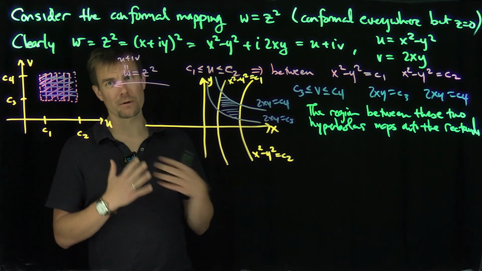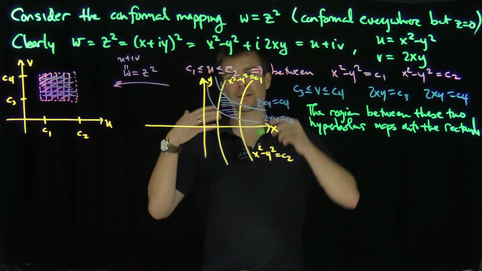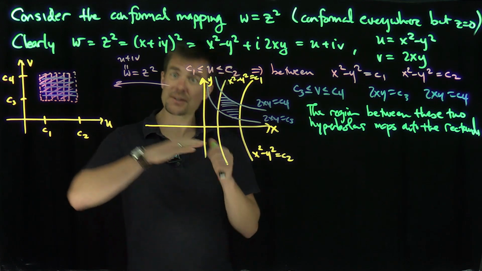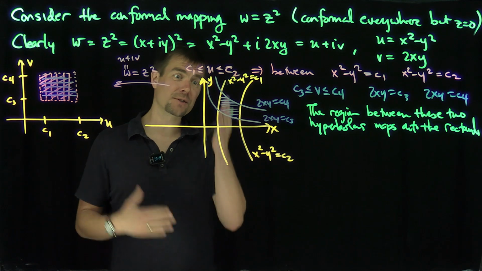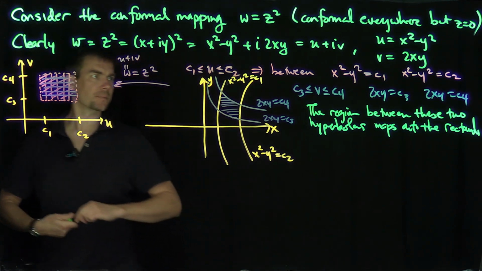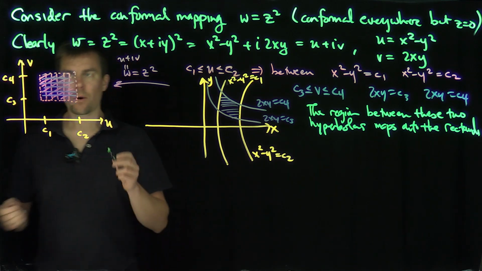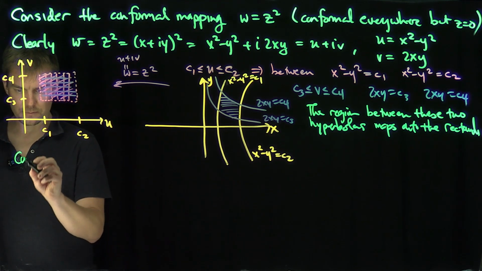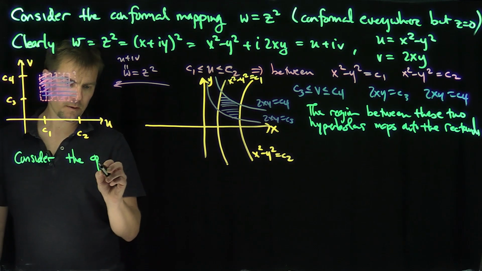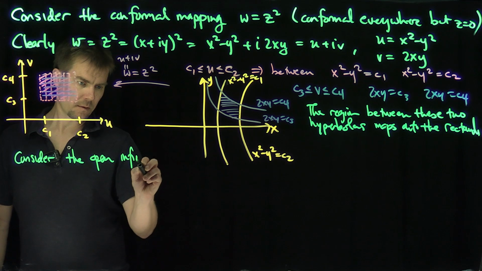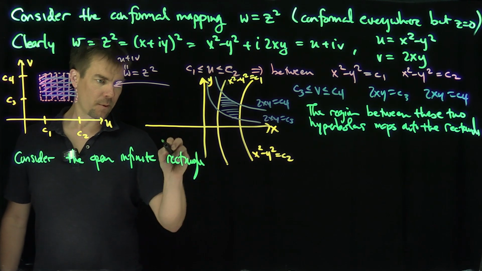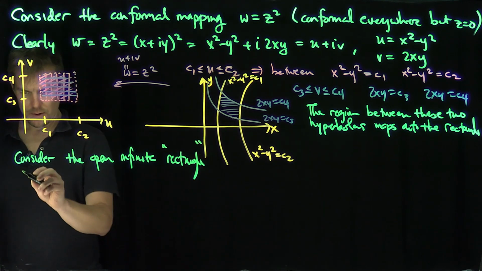Because they're orthogonal curvilinear coordinates. It's hard to see from this graph, but the level sets intersect at right angles to each other. So this is an orthogonal curvilinear coordinate system, which we've studied in differential geometry. Excellent. All right, so now let's look at this region. We can now consider the open infinite (rectangle). I'll put rectangle in parentheses here. It looks like this.